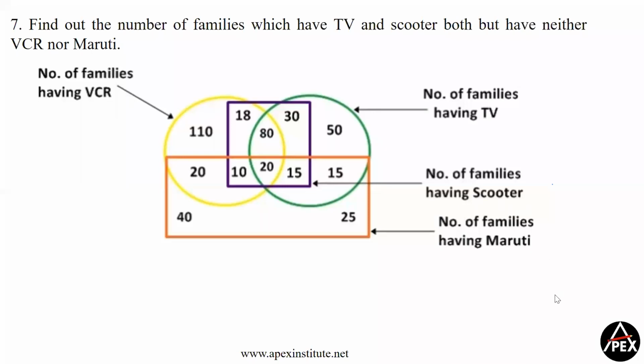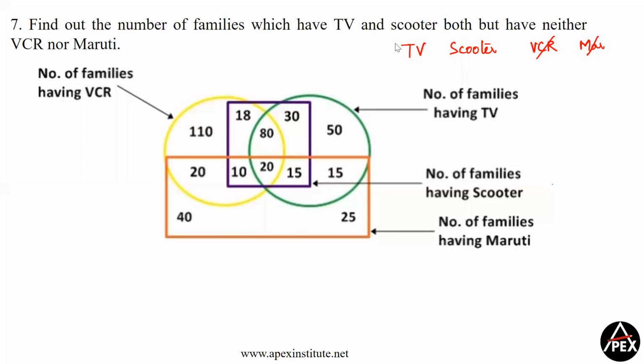Now find out the number of families which have TV and scooter but have neither VCR nor Maruti. So the family should have TV, they should have scooter. Okay, but they should not have VCR and they should not have Maruti. Isn't it? This was what was asked in the question. Yes or no?